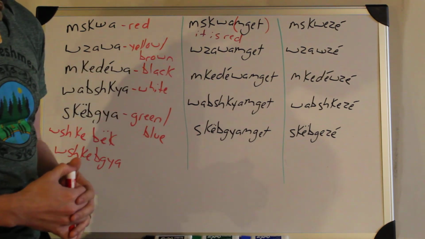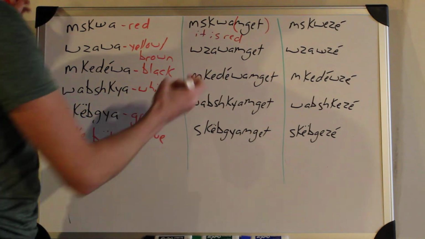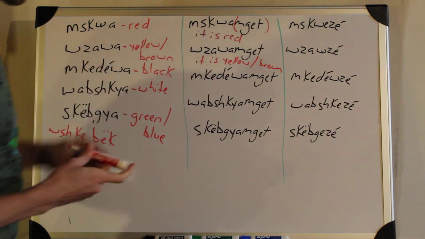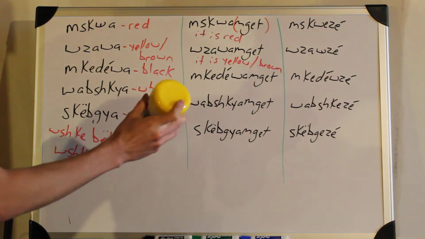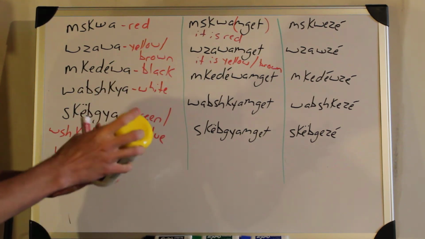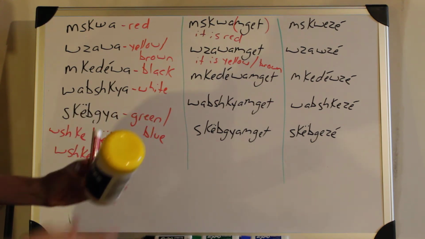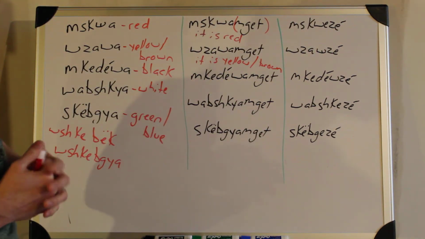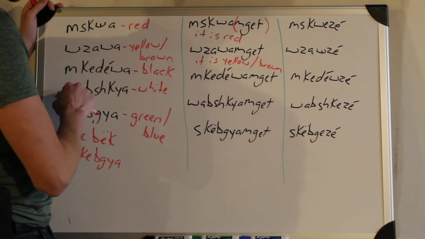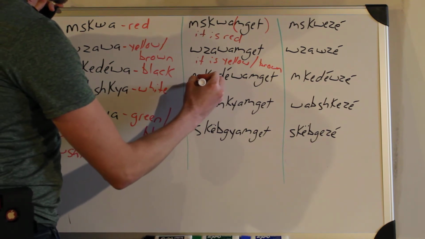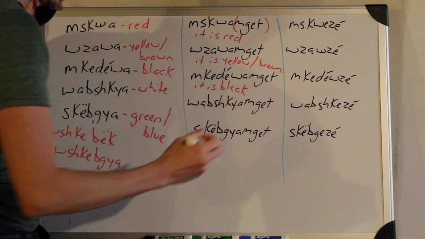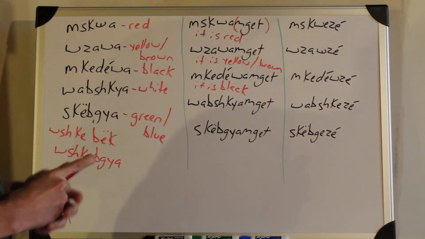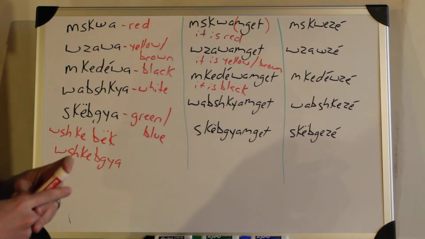Next one we have is Ozawamgit. It is yellow or brown. It is yellow, it is brown. Ozawamgit oda lid. I don't know the word for lid off the top of my head, so I use the English one. Ozawamgit oda lid. This lid is yellow. Kadawamgit. Kadawa is black. Kadawamgit. It is black. Kadawamgit oda dope or oda pidiabwin. This chair is black. I set the board up on a chair here.